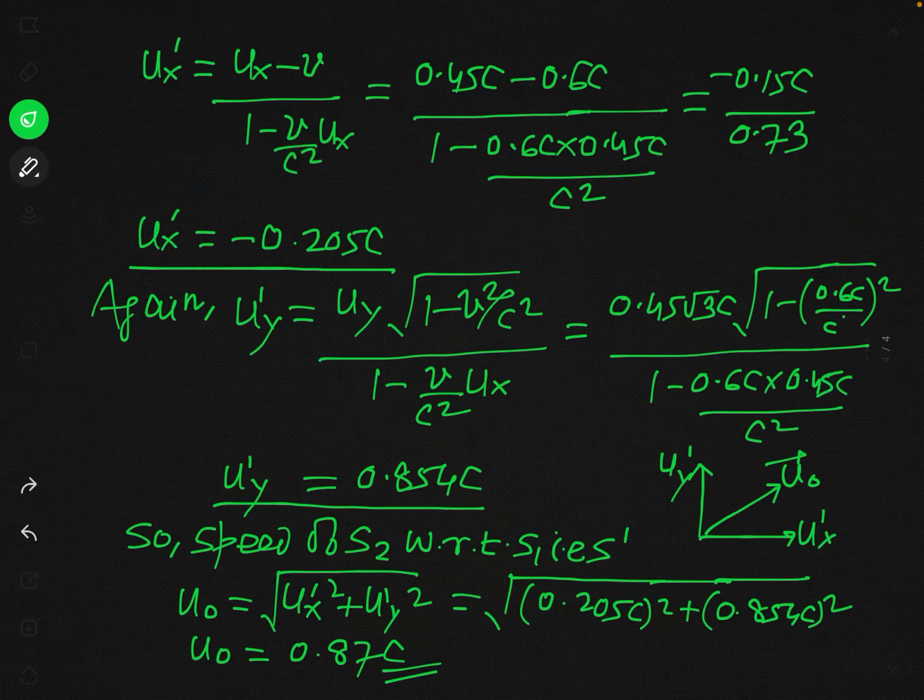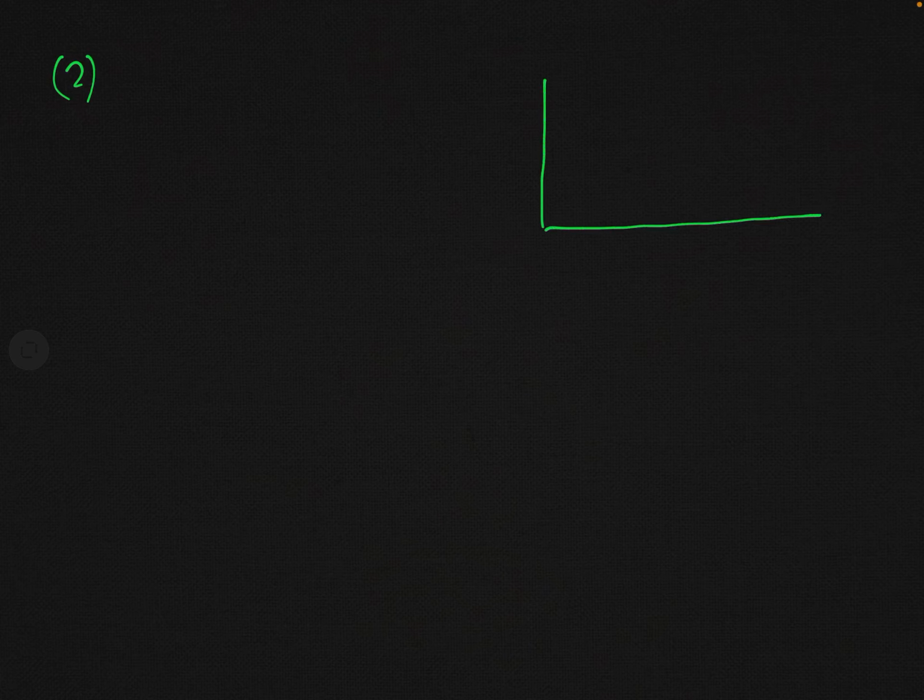So let us understand first what has been said in this problem, and then we will solve it. Actually the problem says that the two events are taking place at a separation of 50 meter on the x-axis. So let us consider here in this figure there are two inertial frames.